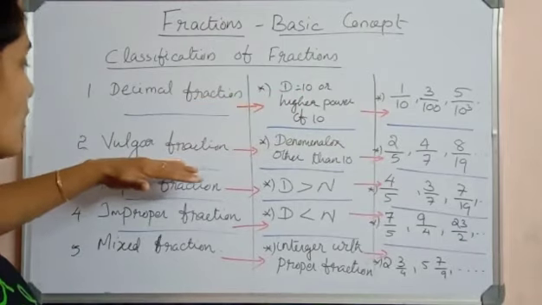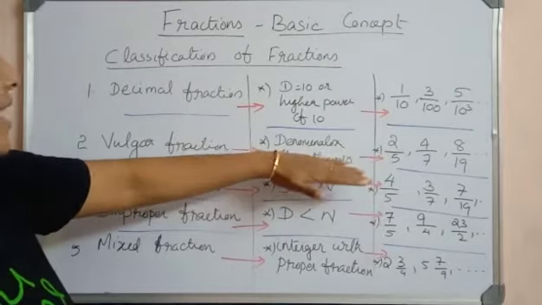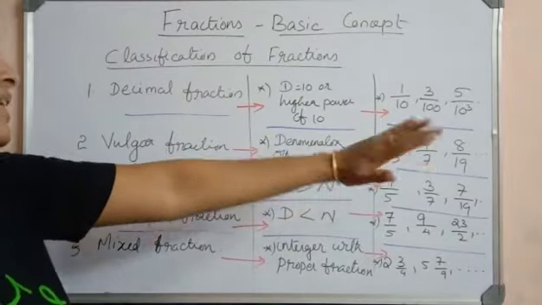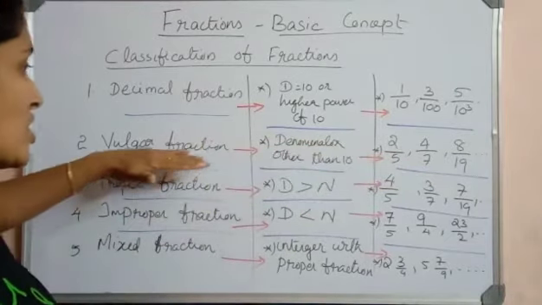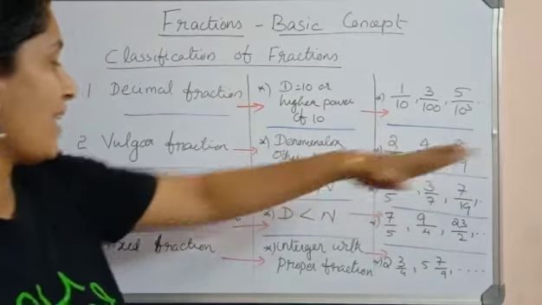The next is the vulgar fraction. What is a vulgar fraction? When the denominator is other than 10, 100, 1000, etc., they are called vulgar fractions. Examples: 2 by 3, 4 by 7, 8 by 19, etc.